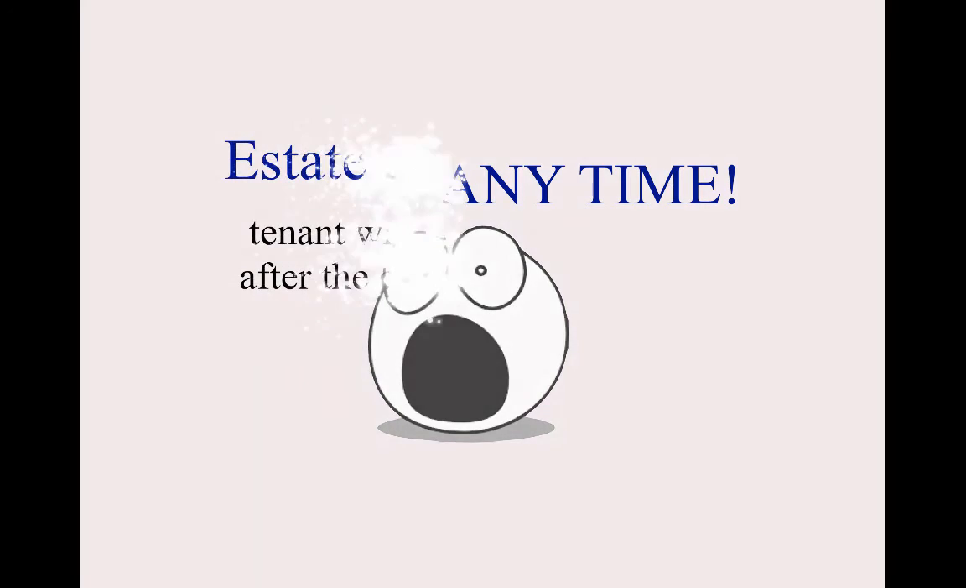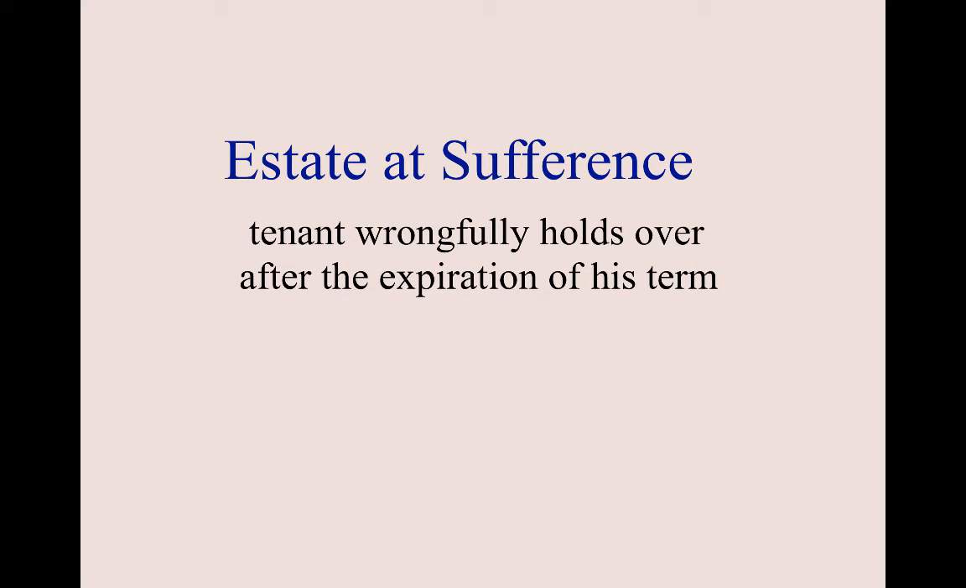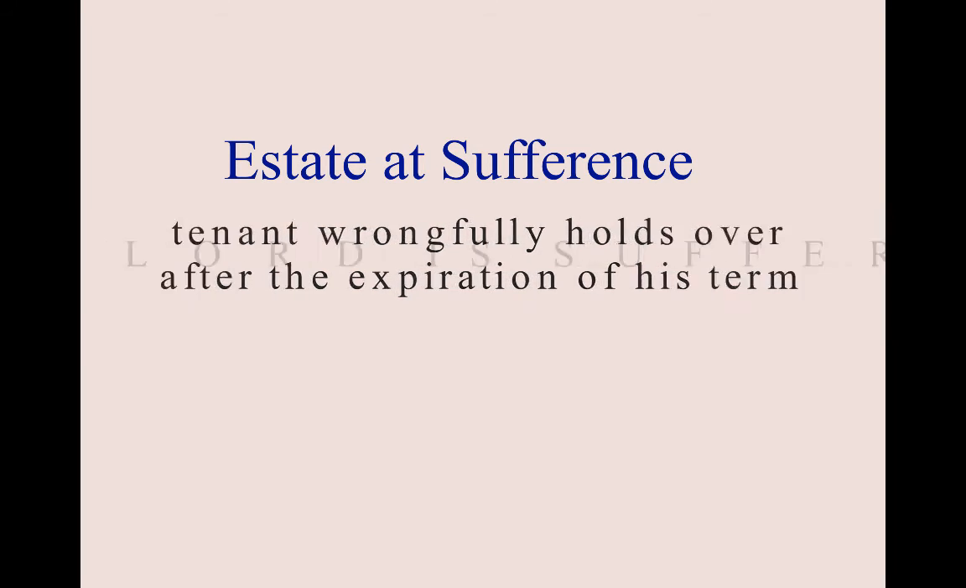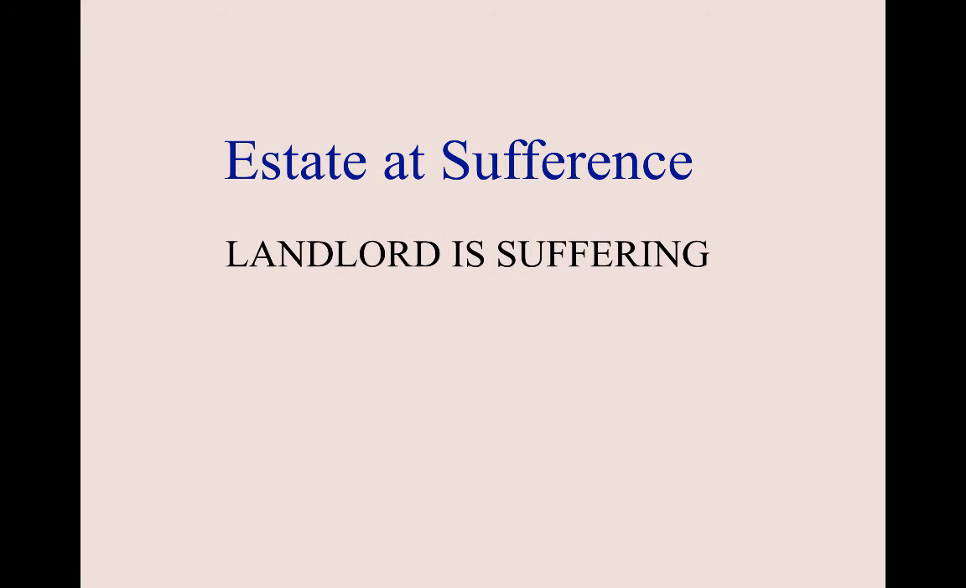What could be worse for you as a landlord is when you want to end it, but the tenant does not leave. This is an estate at sufferance. This arises when the tenant wrongfully holds over after the expiration of his term. An example of an estate at sufferance would be a tenant that does not pay rent but continues to live there. You may know this as a deadbeat tenant.